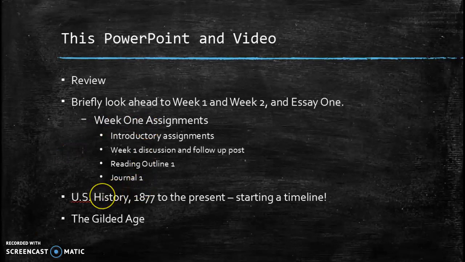And now what I'm going to do is remind you of a couple things, and then I'm going to start building a timeline for you of this whole class, U.S. History 1877 to the present. Then I'm going to briefly talk about the Gilded Age, which is the week 1 material that you'll be reading about and learning about.